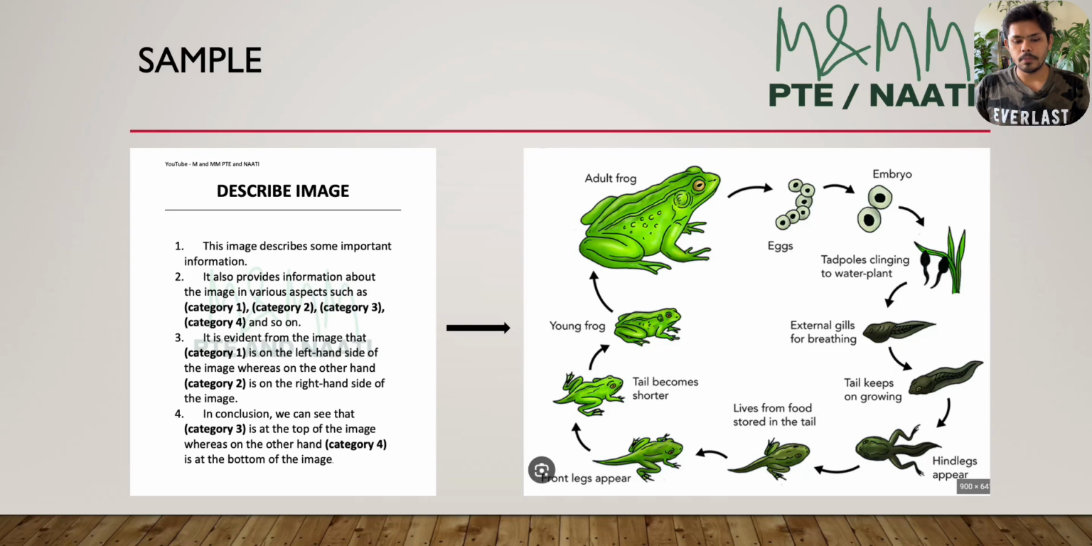This image describes some important information. It also provides information about the image in various aspects such as black, white, light green, dark green, and so on. It is evident from the image that black is on the left hand side of the image, whereas on the other hand, white is on the right hand side of the image. In conclusion, we can see that light green is at the top of the image, whereas on the other hand, dark green is at the bottom of the image. So this is how I will speak fluently, confidently, clearly. If you speak like this, you will be able to get your desired score for describe image for your speaking section.